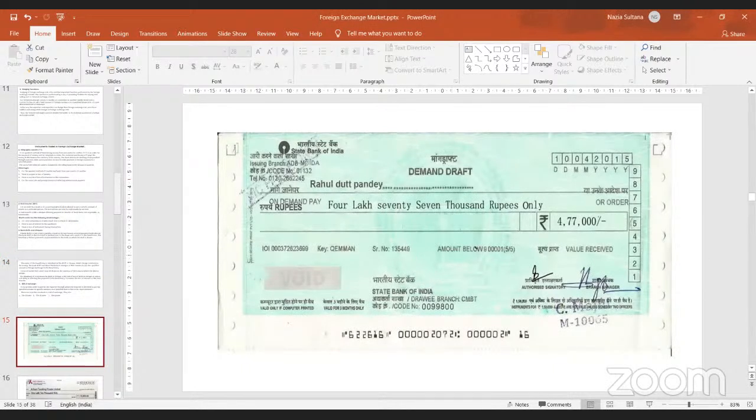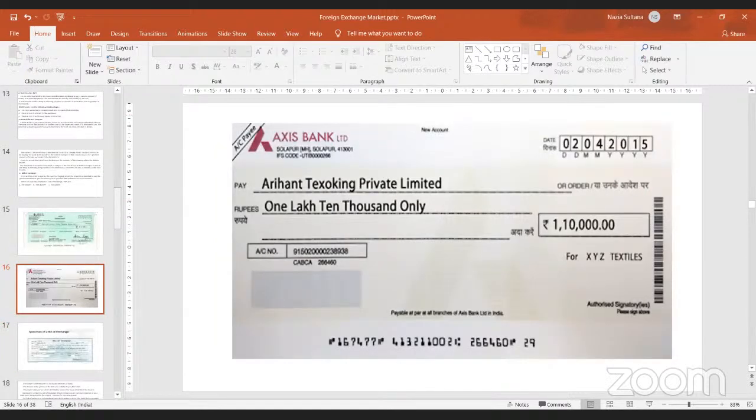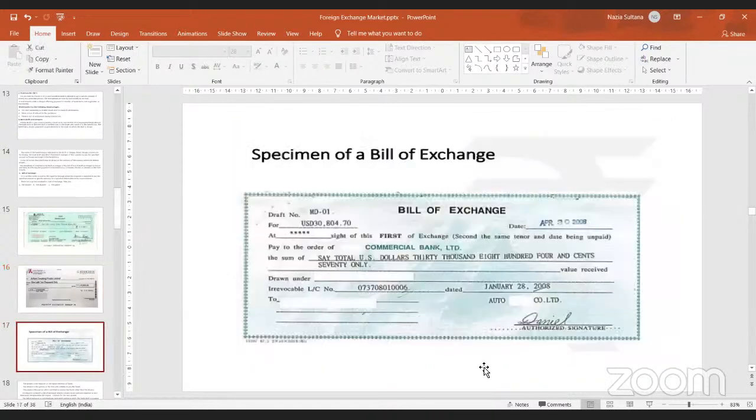I'm sure almost all of you must have seen how it looks. So these are some of the specimens related to your bank transfers. And a specimen related to bill of exchange. How does a bill of exchange actually look like? So it looks like this.